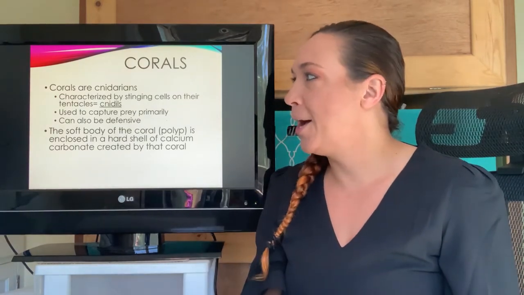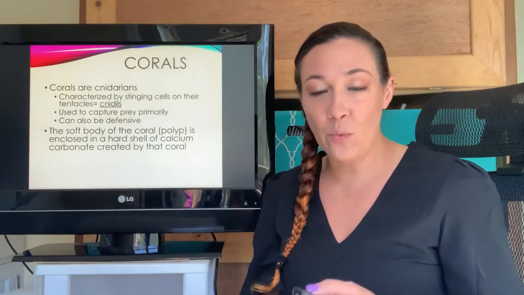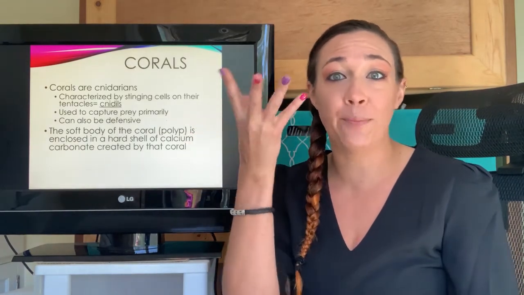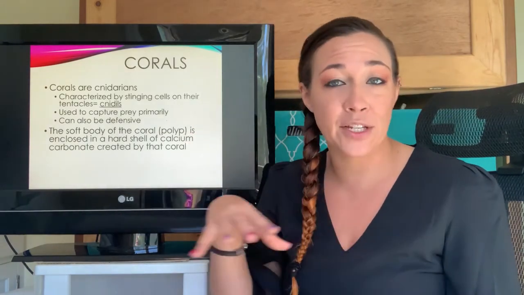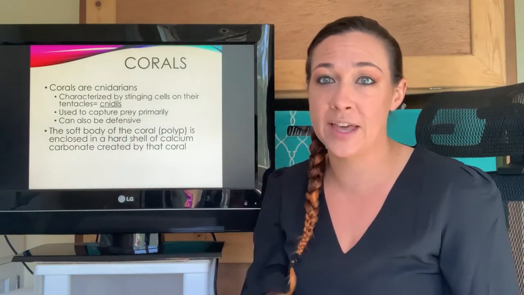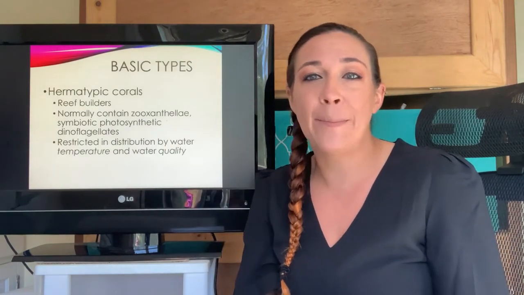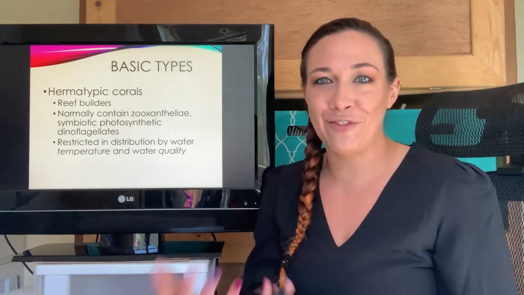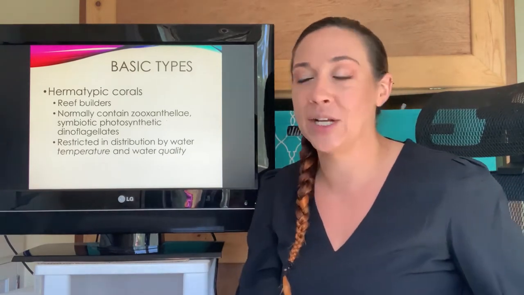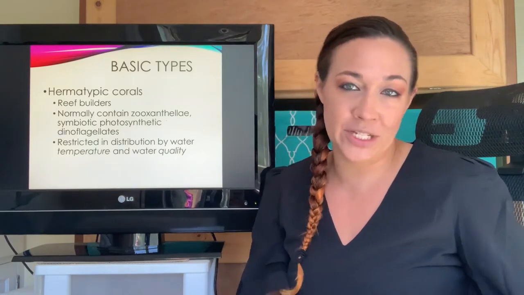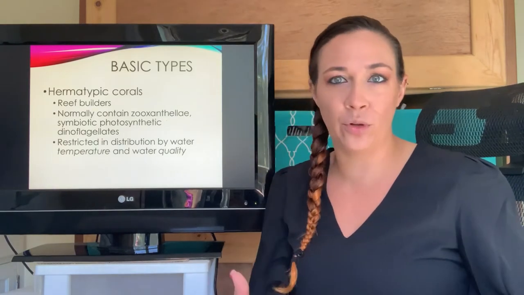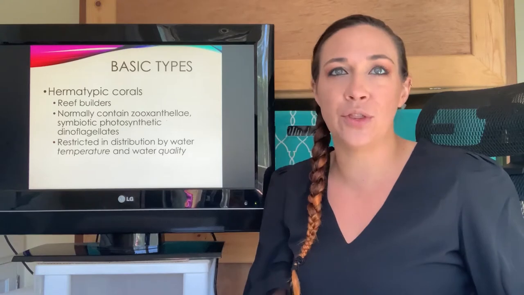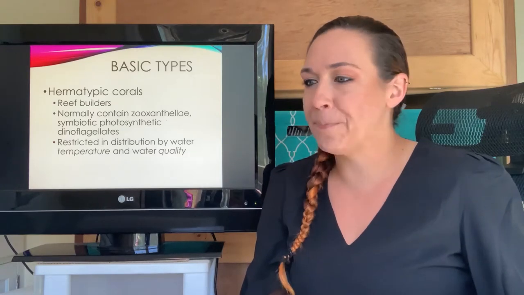Let's see. So again, we're going to be looking at the soft body polyp in that hard calcium carbonate skeleton. We're going to see that in just a second. But let's talk about some basic types of corals. There are two different types that we're going to be focusing on in this class. One is called the hermatypic, and these are your typical coral reefs, the ones that you can think of when you go to the tropics.